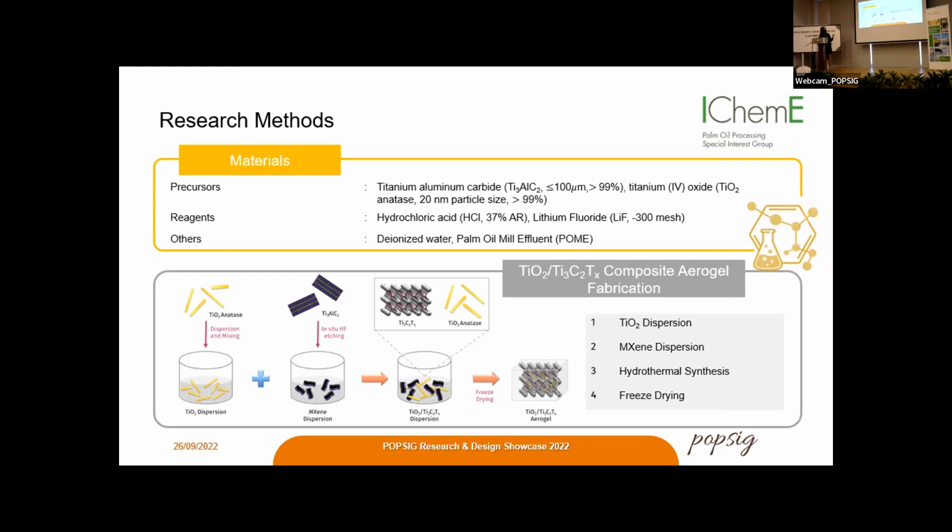So how we produce this titanium oxide Ti3C2Tx composite aerogel: we will first disperse titanium oxide anatase into the deionized water to form a dispersion. Then we'll have an in situ HF etching of the MAX phase precursors to produce MXenes, and it will be dispersed in the deionized water to produce a dispersion. When these two dispersions are mixed together, we'll have a hydrothermal synthesis to produce a titanium oxide Ti3C2Tx composite hydrogel. After that, we'll send it into freeze drying to remove the water content, and finally we'll get the aerogel.